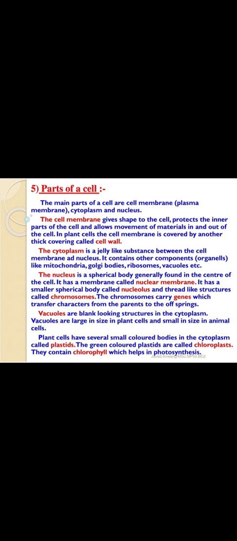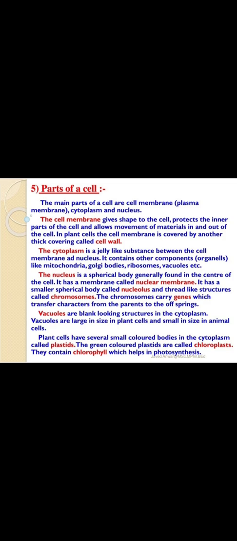We will discuss the parts of a cell. The main parts of a cell are the cell membrane, plasma membrane, cytoplasm, and nucleus. The cell membrane gives shape to the cell, protects the inner parts of the cell, and allows movement of materials in and out of the cell. In a plant cell, the cell membrane is covered by another thick covering called the cell wall. Cytoplasm is a jelly-like substance between the cell membrane and nucleus. It contains other components, organelles like mitochondria, Golgi bodies, ribosomes, vacuoles, etc.